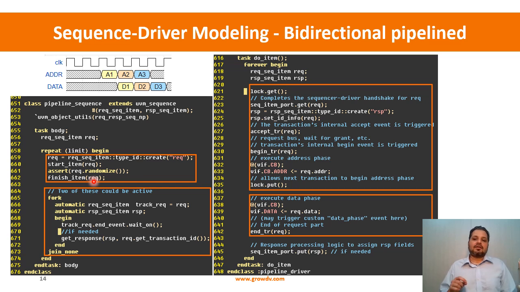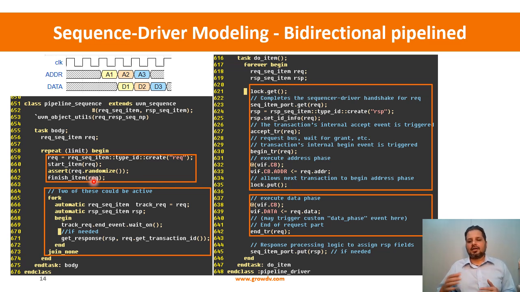Now the key thing that we need to notice in the sequence is that it needs the capability to separate out the request generation from the response generation. In the previous case, the simple bidirectional non-pipelined case, get response was called in the same thread context that was generating the request, which was fine, right? We didn't generate the next request until the response for the previous request had come back to us. But in this case, that cannot be the case.